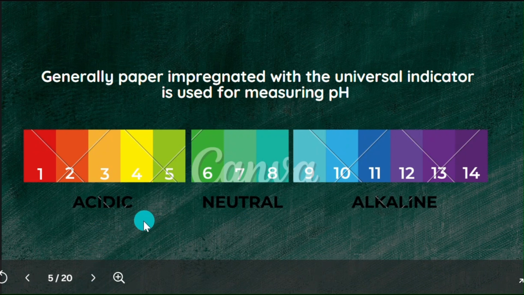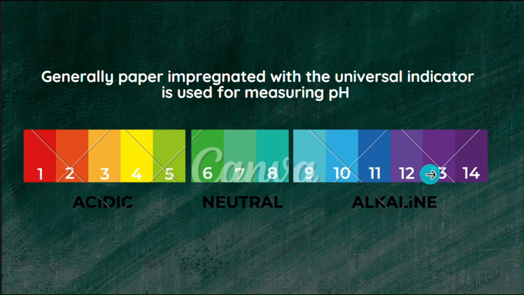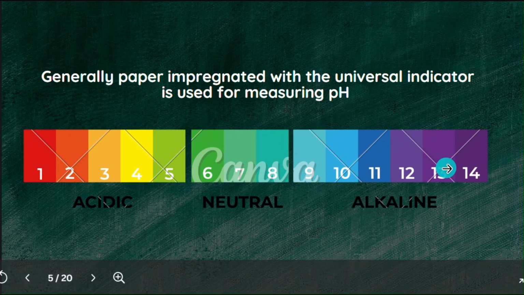This is what a pH paper looks like. It has different colors and it's a universal indicator. This is also known as a universal indicator used for measuring the pH.